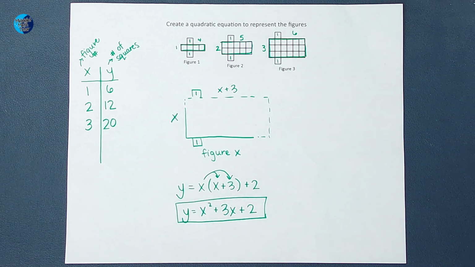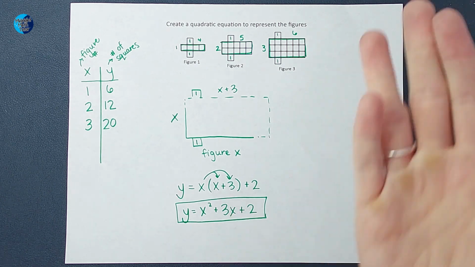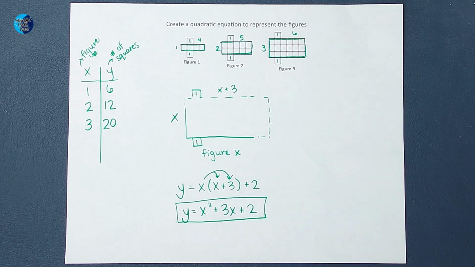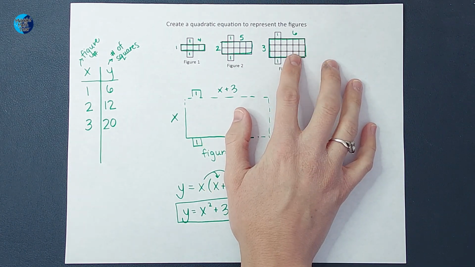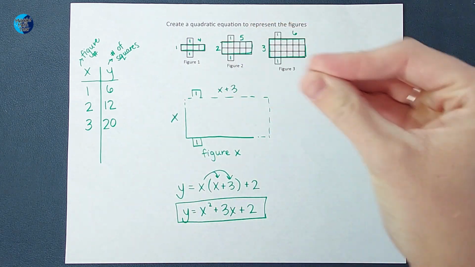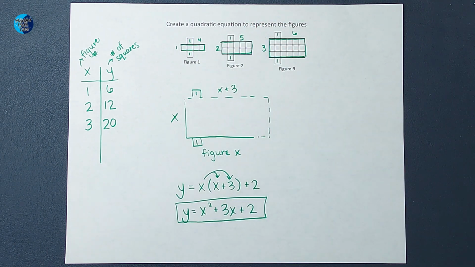I can now be like, hey, what's the 500th figure if I wanted to? I don't really want to, but if I wanted to, I could plug in 500 for x, and it would tell me how many boxes were in the 500th figure, and I could figure out what it looked like.